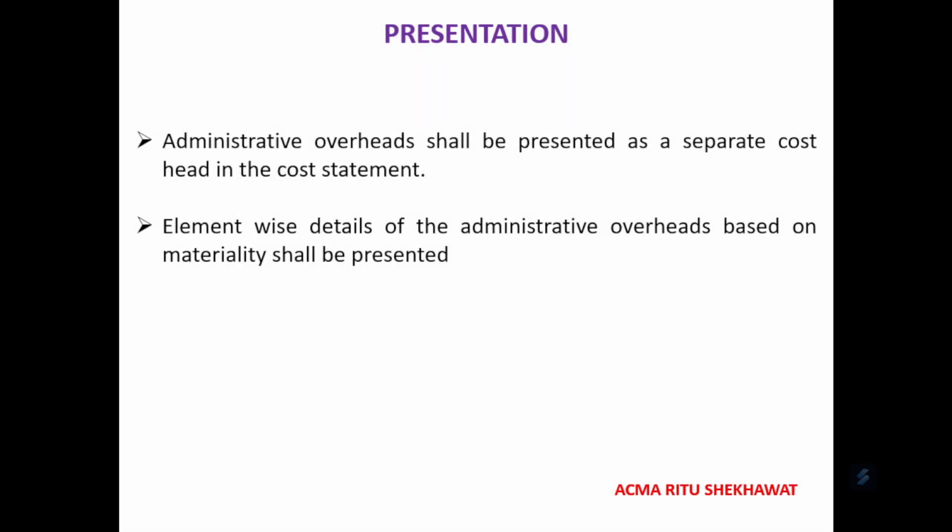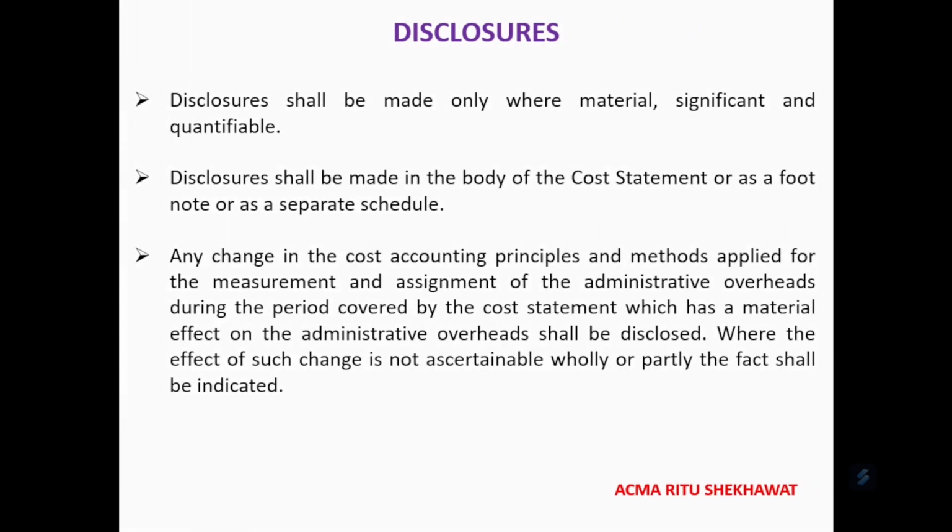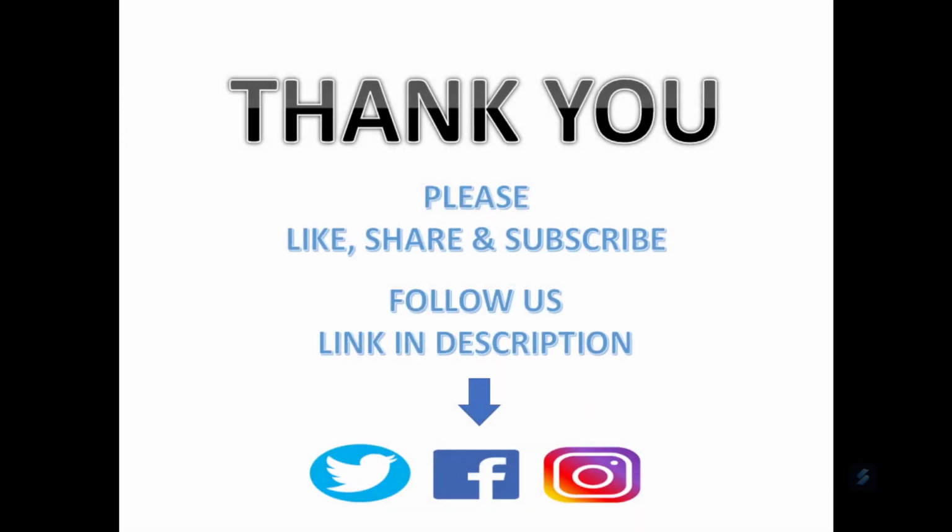Presentation is simple. It should be a separate cost head in the cost statement, and element wise, whatever different administrative overheads have been incurred should be mentioned separately, like utilities, legal expenses, office, etc. They have to be shown under the administrative head, but in different subheads. So this is the disclosure, all are the same. So this is Cost Accounting Standard number 11.